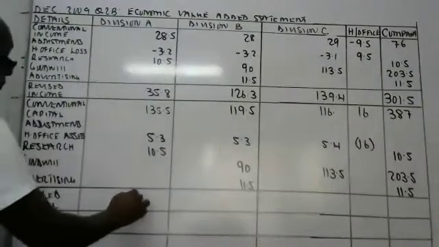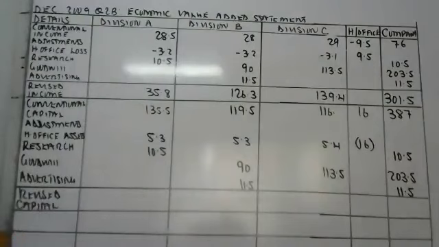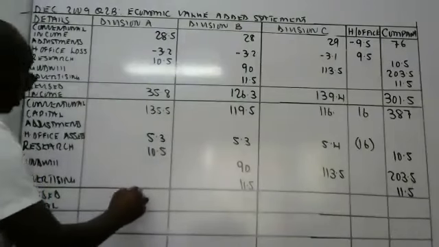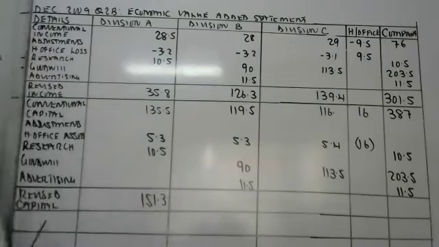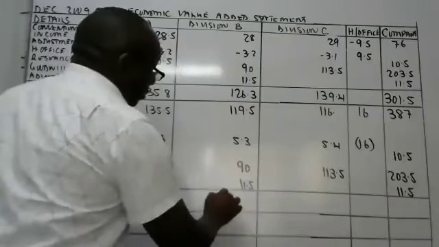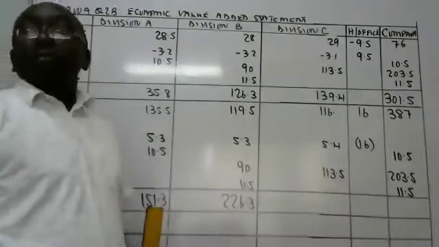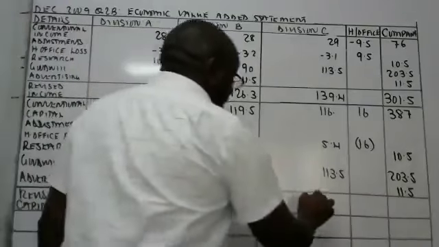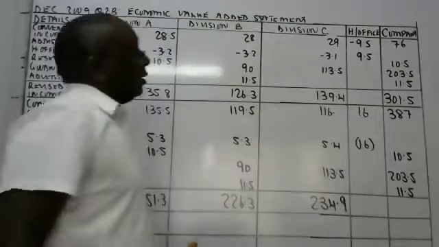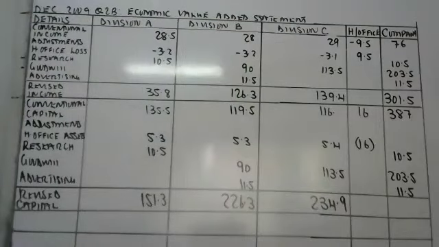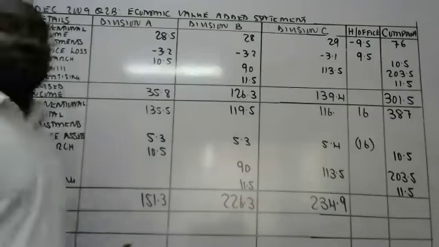Hii inatoa ngapi? One 151.3. 226.3. 234.9. 612.